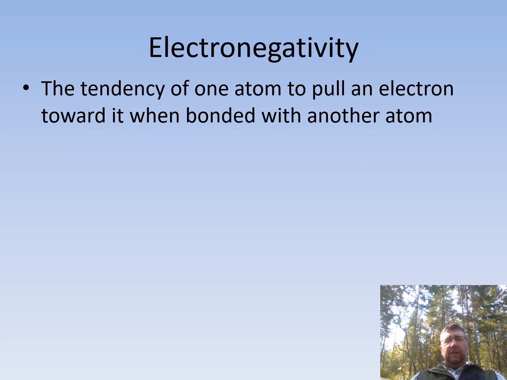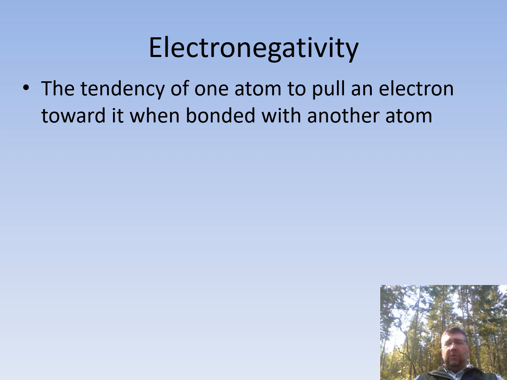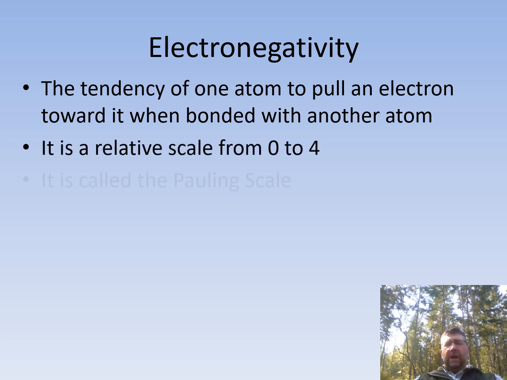So electronegativity is the tendency of one atom to pull on the electron of another atom when they are chemically bonded. So each atom is going to pull on the electrons of the opposite atom, and you're going to get a little bit of a tug-of-war. And electronegativity is a measure of that amount of pull. It is on a scale from 0 to 4, and it's called the Pauling scale, after Linus Pauling, the famous physicist. And 4 is the strongest possible pull that an atom can have on electrons, and 0 is the weakest.